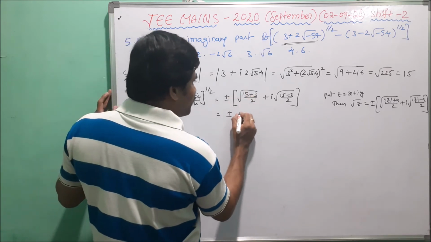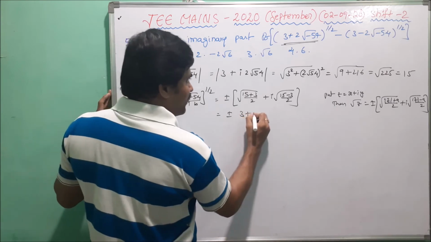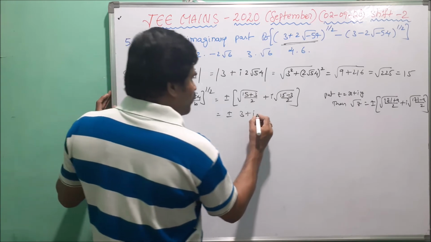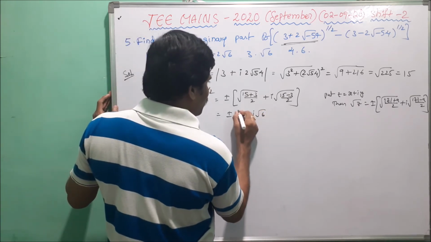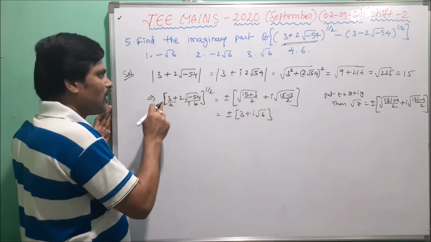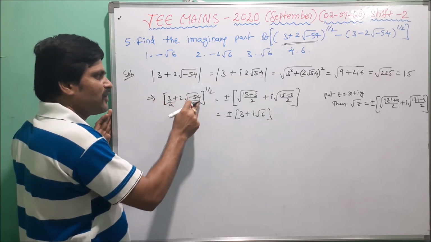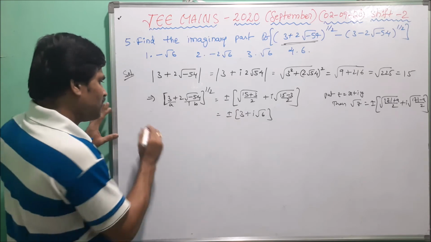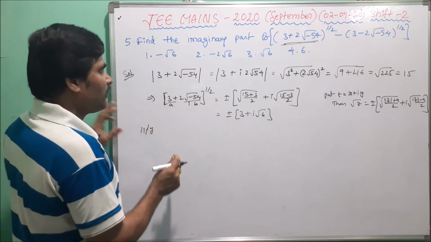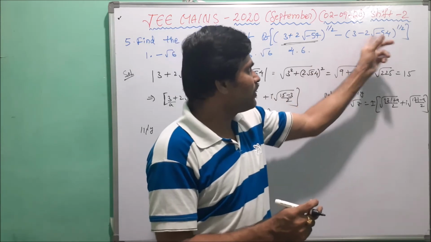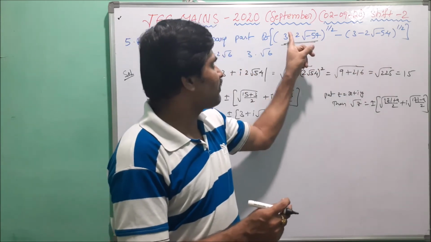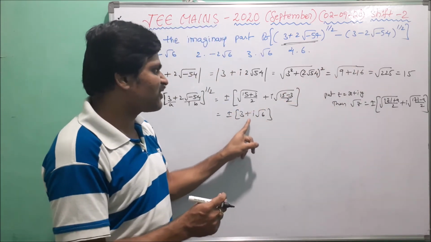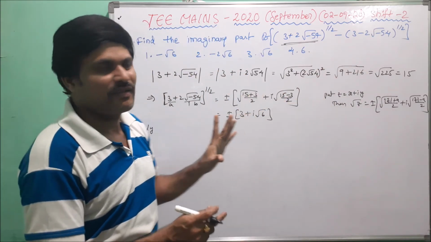Square root 9 is 3, plus i into 12 by 2. 12 by 2 means 6. So it can be written as root 6. So here the square root of 3 plus 2 root minus 54 equals plus or minus (3 plus i root 6). Similarly, for the second term, in this we replace plus by minus, and that value equals plus or minus (3 minus i root 6).